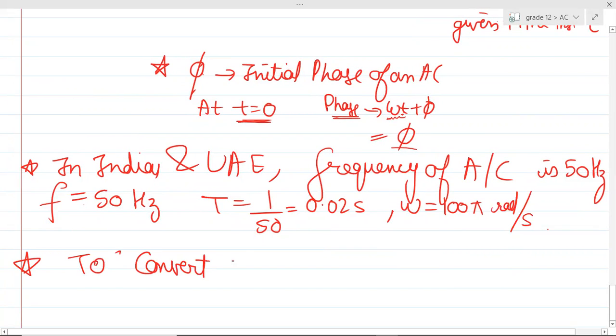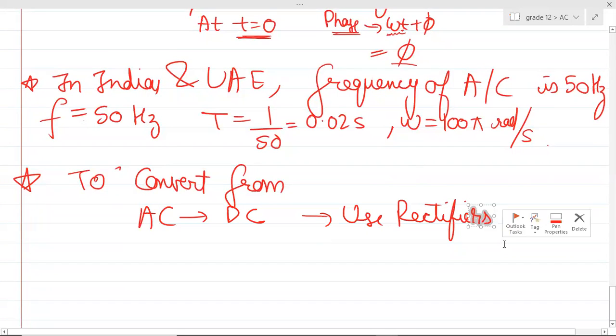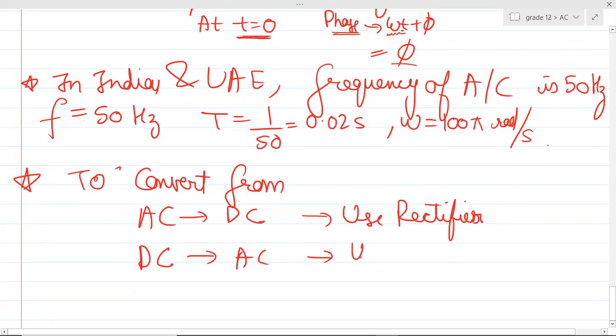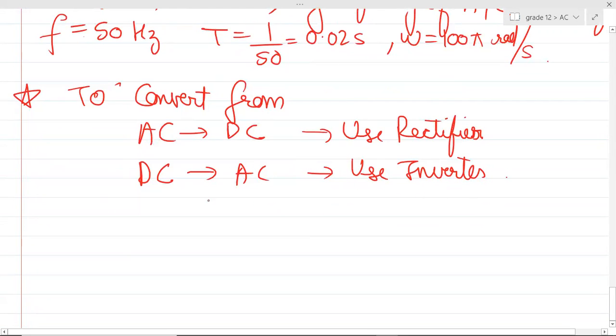Always remember, if you want to convert from AC to DC, you need to use a device called a rectifier. We'll study about these rectifiers. And if you want to convert DC to AC, you use something called an inverter. The one which we generally have at home, right? When the light goes out, the light comes from the inverter. So that is basically an inverter, a DC to AC inverter.